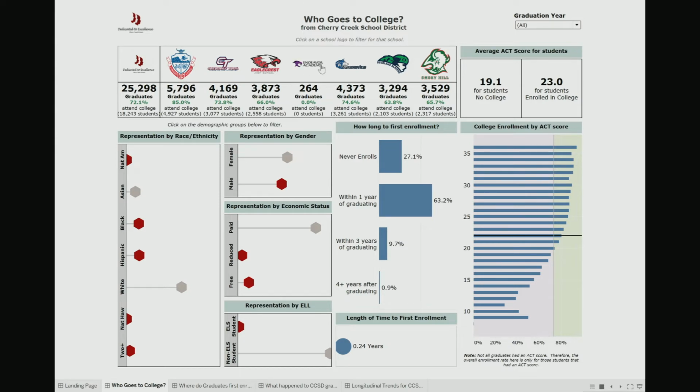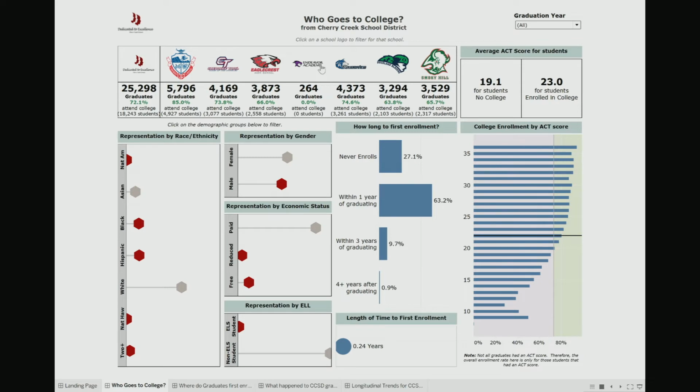This school, Endeavor Academy, is an alternative education campus that has been set up to really support students that are struggling in various ways to get to high school graduation. So they do intentionally serve fewer students.